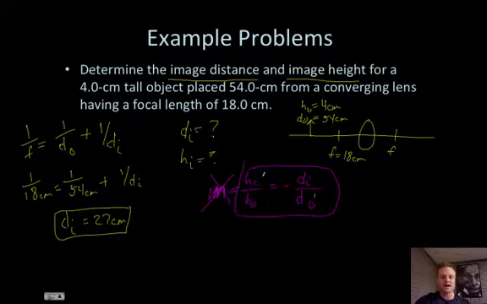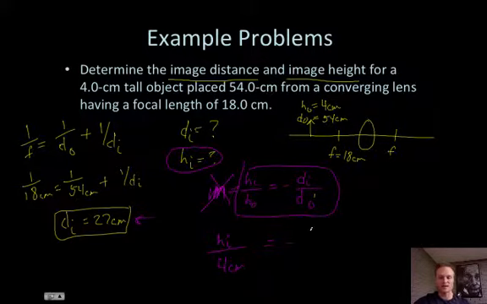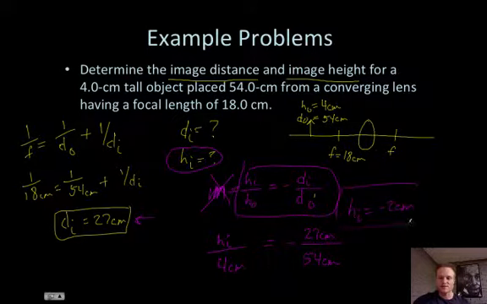Do I know h sub I? I don't. That's one thing I'm trying to find here. So I have h sub I over h sub O, which I do know, it's 4 centimeters, equal to negative d sub I, which at the beginning of the problem I did not know, but I solved that here, so I know that it's now 27 centimeters. And d sub O was given in the problem, that was 54 centimeters. If you cross multiply and then divide, you would get an h sub I of negative 2 centimeters. And that would be the answer.